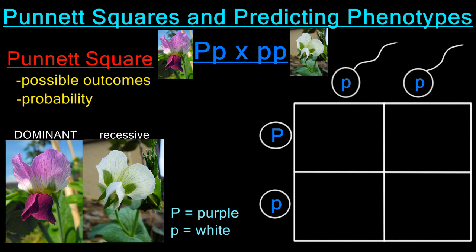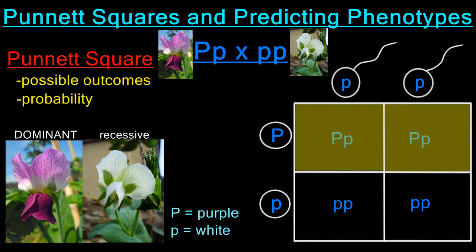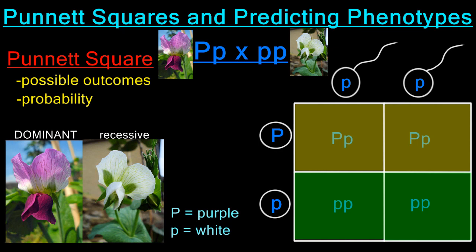Now to fill in the table. If this egg and this sperm fuse, the resulting offspring would have the genotype big P, little p. This egg and this sperm would result in an offspring with big P, little p. This egg and this sperm would produce an offspring with little p, and the union of this egg and this sperm would produce an offspring with little p, little p. Upon examining the results, you can see that 2 of the boxes have the genotype big P, little p, and 2 have the genotype little p, little p.